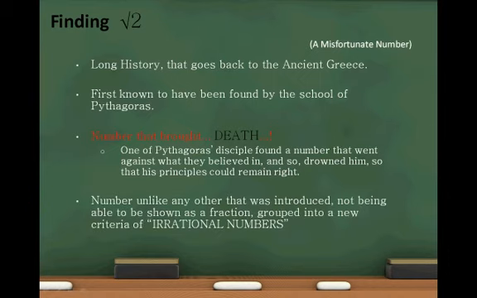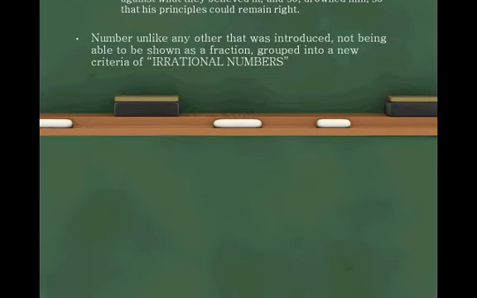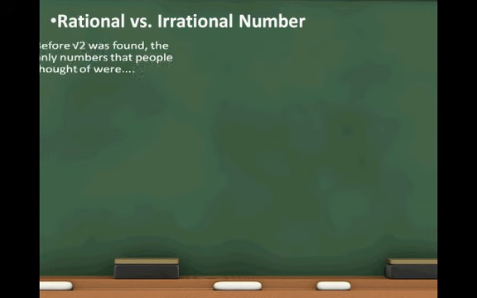And as it was unlike any other number that was introduced, it was a number that couldn't be shown as a fraction, and so it had to be grouped into a whole new category of irrational numbers. So let's take a look at rational and irrational numbers.